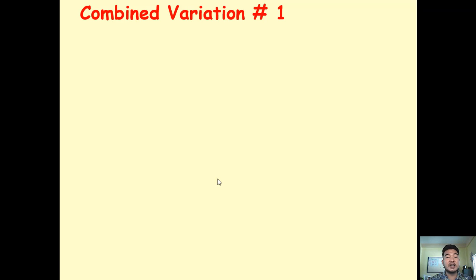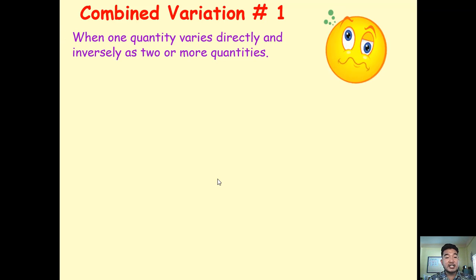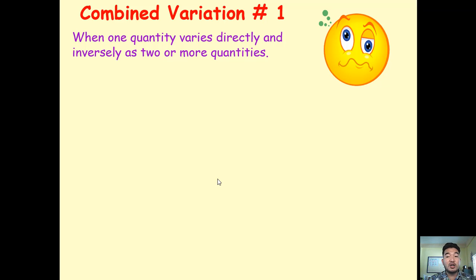Okay. Combined variation, here we go, combined na. So we have three now, no? We have the inverse variation, direct variation, and the joint variation. This time, let's have the combined variation. What does combined variation mean? It is when one quantity varies directly and inversely as two or more quantities. Inverse and direct are together. In joint variation, it is purely direct variation, right? Here in combined variation, inverse variation and direct variation are together.